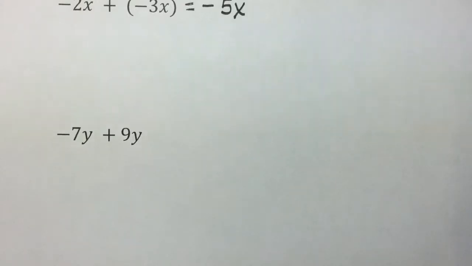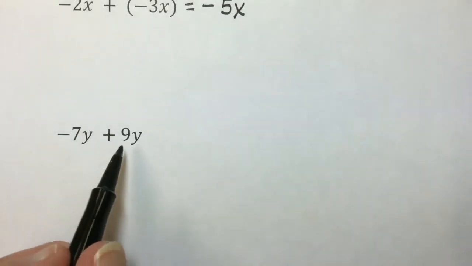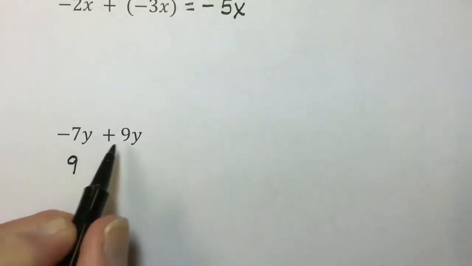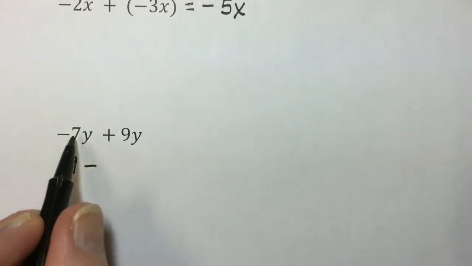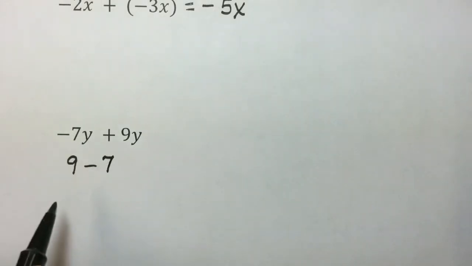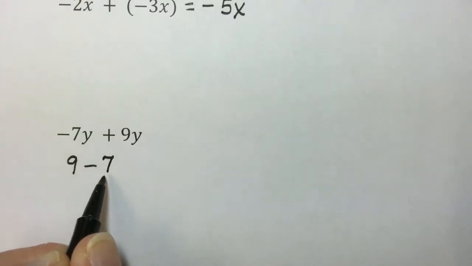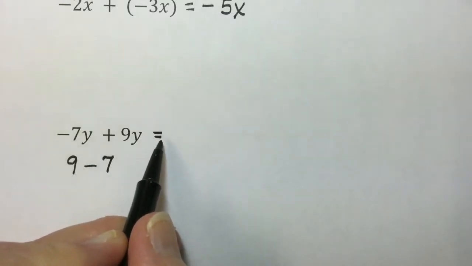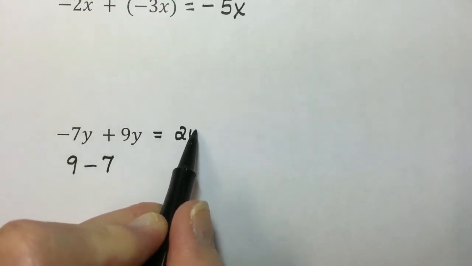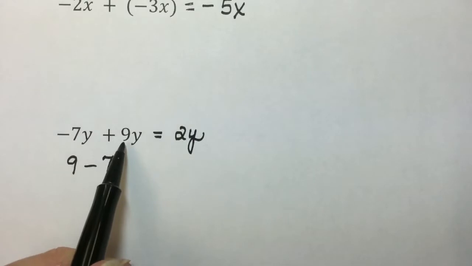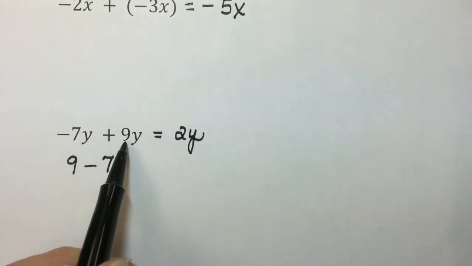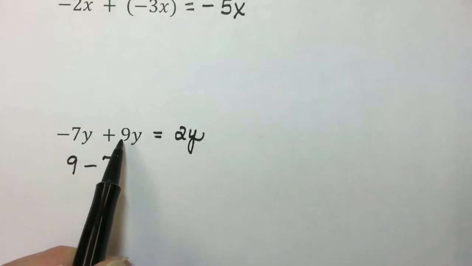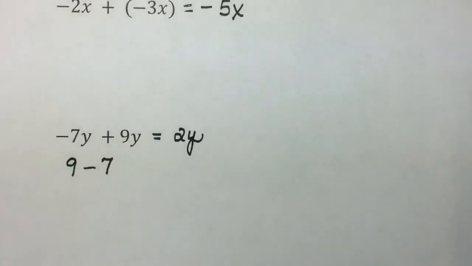This next example has similar terms as well. We have different signed numbers that are being added together, and the rule is to take the absolute value of each and subtract them. So the larger absolute value is 9, subtract the smaller absolute value of negative 7, which is 7, is going to give us a 2. So we end up with a 2y, and we will put the sign of the larger absolute value, which is 9, and it's positive, so our answer is a positive 2y.